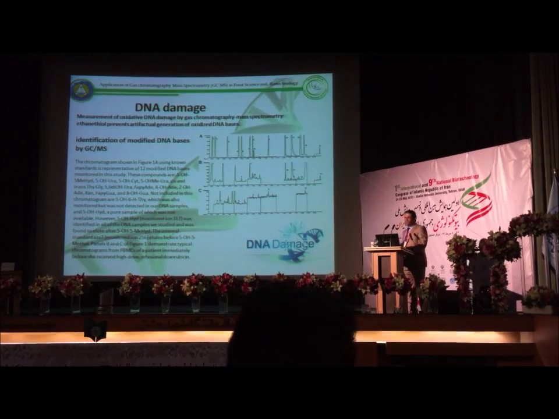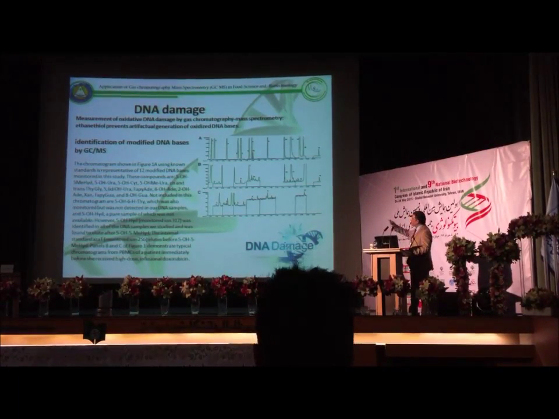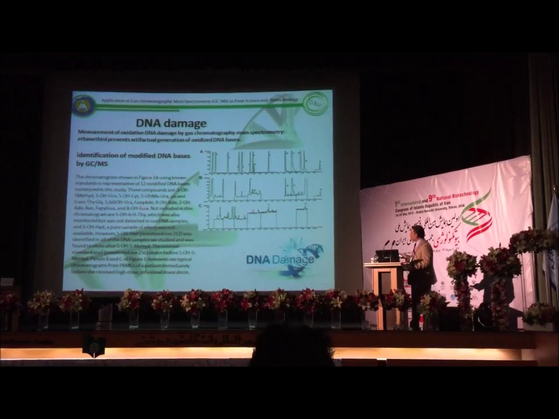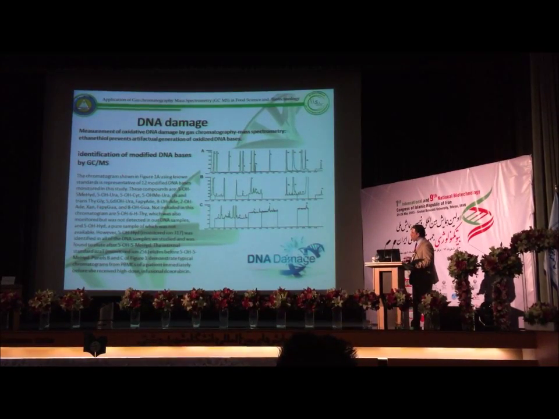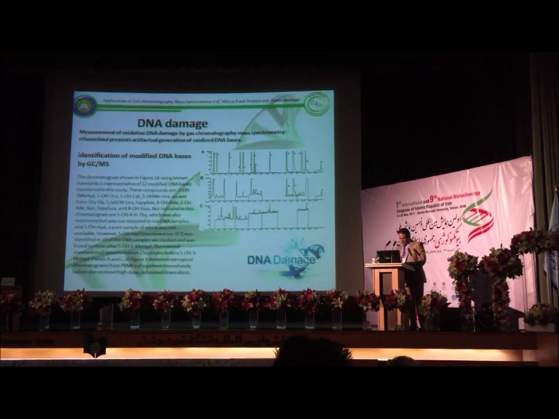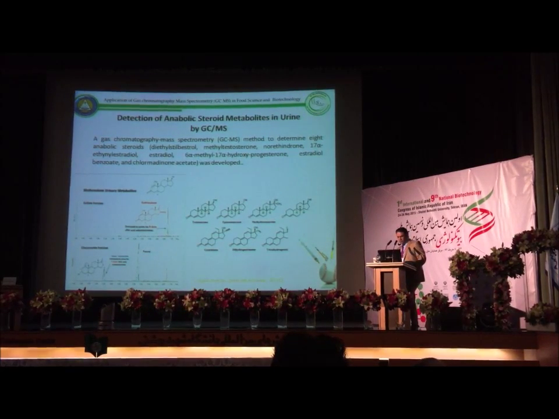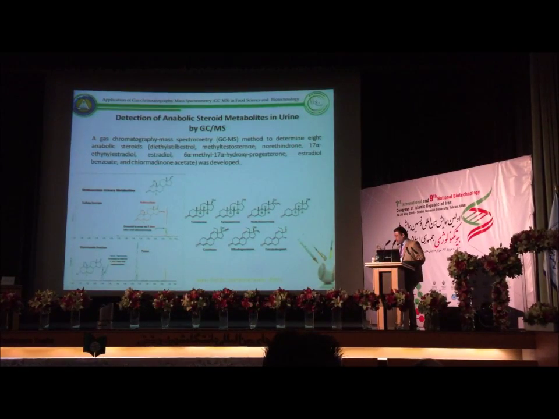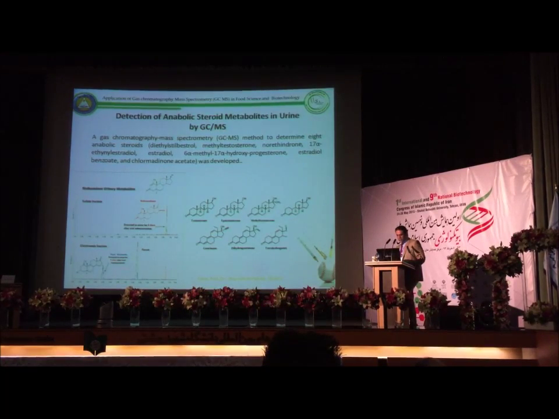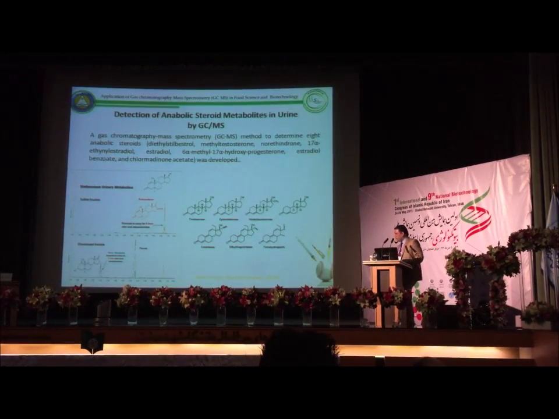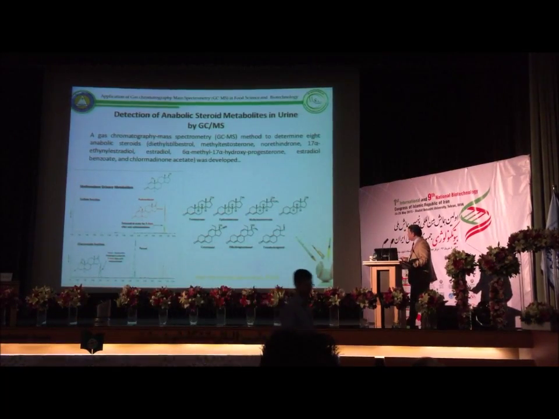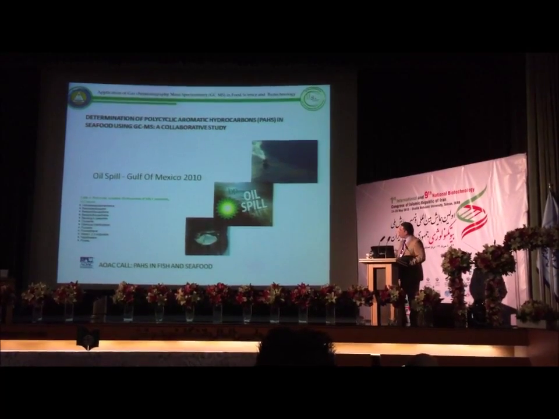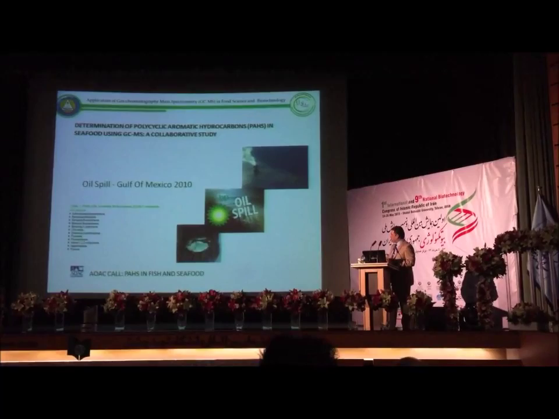There are some papers about using GC-MS to determine DNA damage, because there are some parts of DNA we can detect by GC-MS. There are many papers about this topic. GC-MS and other techniques are also used in biotechnology, in food, and for example in sports, to detect anabolic steroid metabolites in urine and blood. This is very easy. It is also used for oil spills.